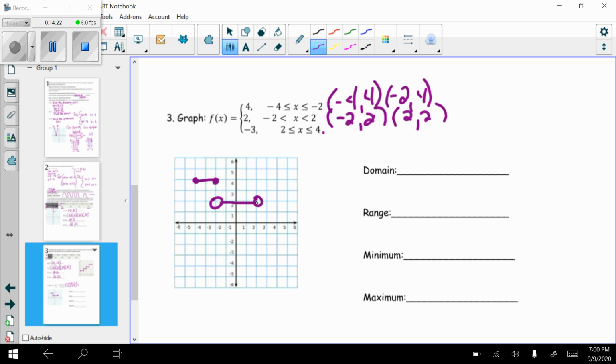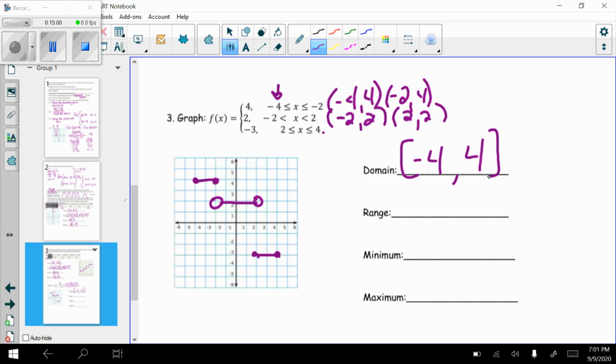And finally this last one, so we're going to plot the point (2, -3). It is closed, and (4, -3) closed, and connect. So I can look at my domain, my smallest x value that I have on my graph, -4, which I also see is up here. It's included, so bracket -4. I go from -4 to -3, pick -3 back up, and go over here to 2. But down here, the 2 has closed, so it's still included all the way up to 4. So my domain, -4 to 4, all in brackets.